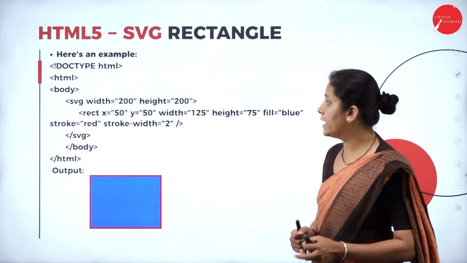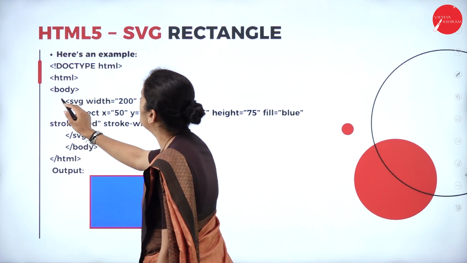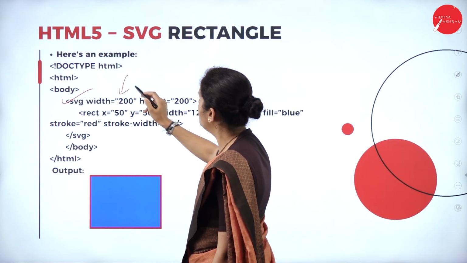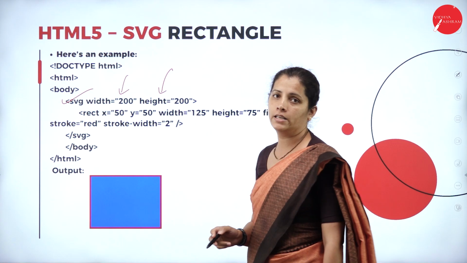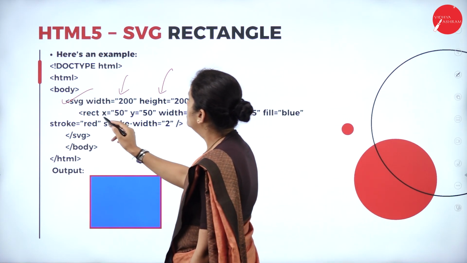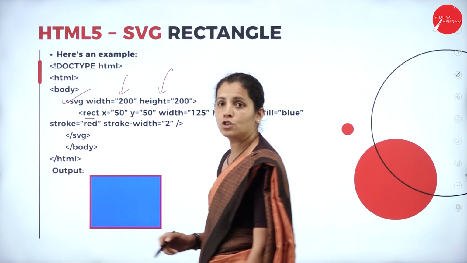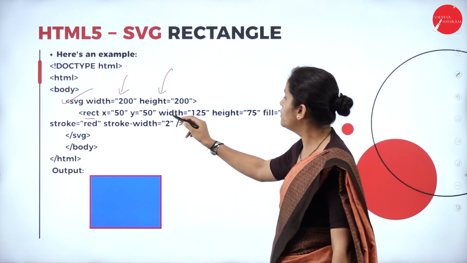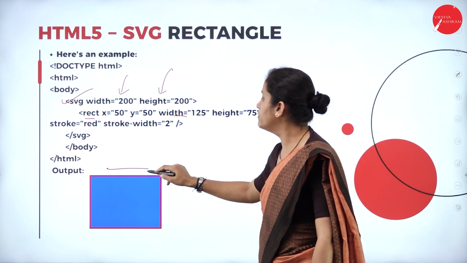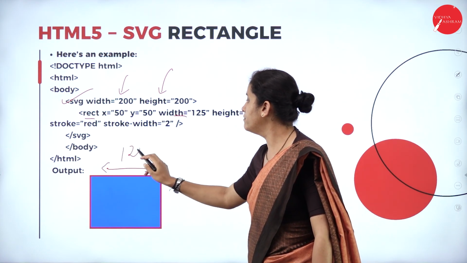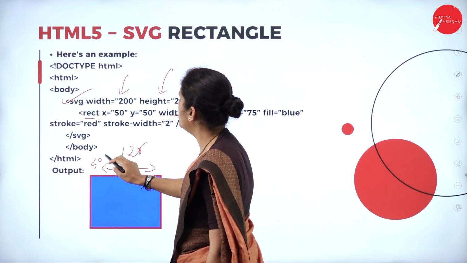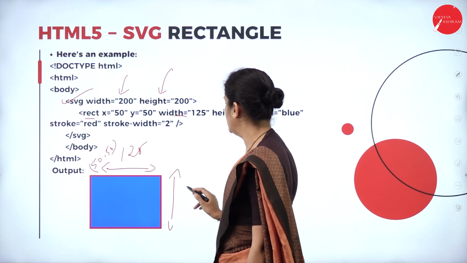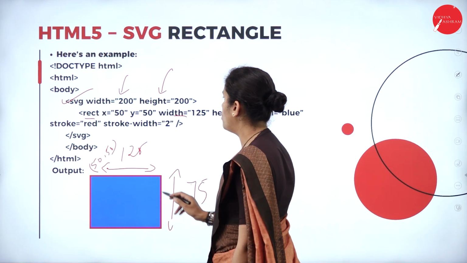Okay, fine. If I consider the example here, I'm going to have the SVG tag, and I'm going to specify the image width and image height. Now, rect. What is my x coordinate? 50. What's my y coordinate? It is 50. And what is the width? 125. So it is 50, 50, 150. And what about the height? It is 75.